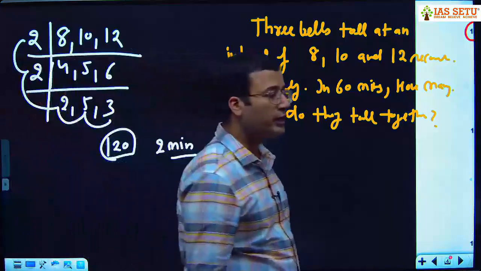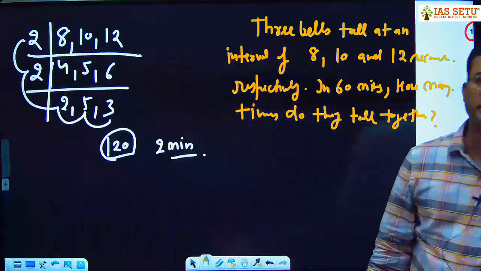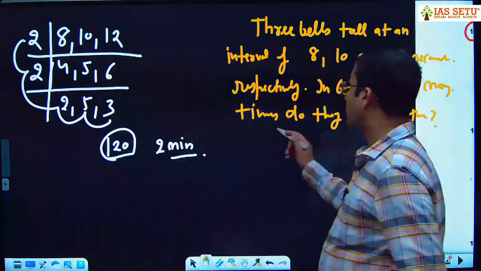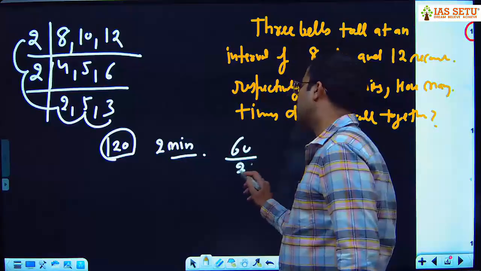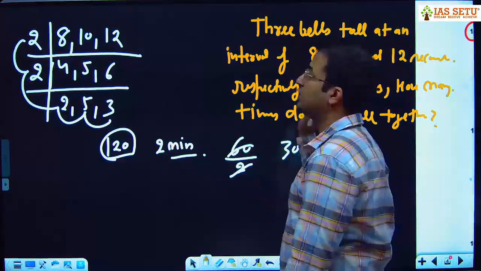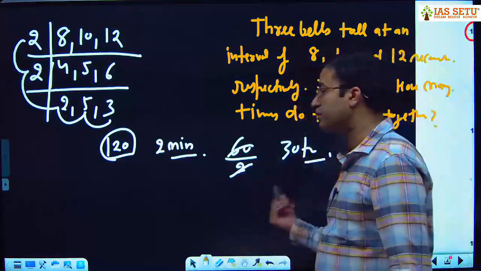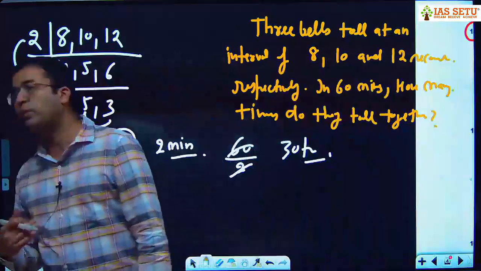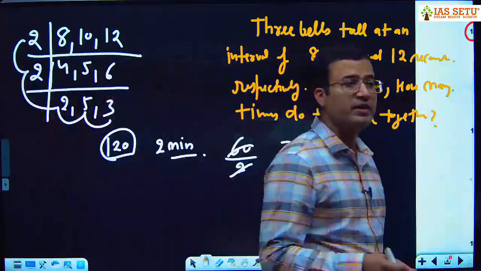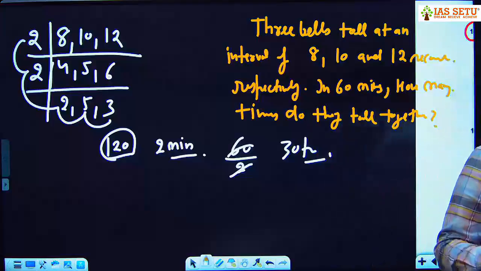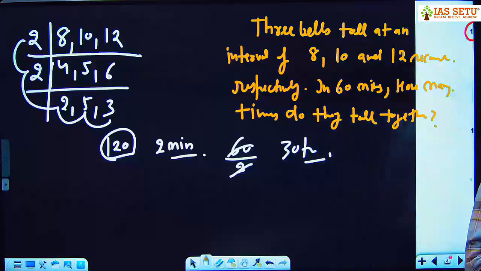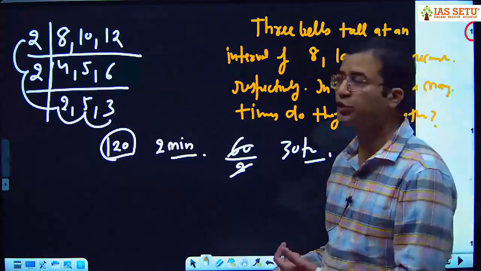So what is important here? Every 2 minutes, these bells toll together. So in 60 minutes, how many times? 30 times. So in this question, the answer is 30 times, whereas in the question given in the handout, the answer is 30 plus 1. If it mentions commence tolling together, started tolling together, we include the starting time as well. Fine. Is the concept clear? If they ask how many times, we use this concept.